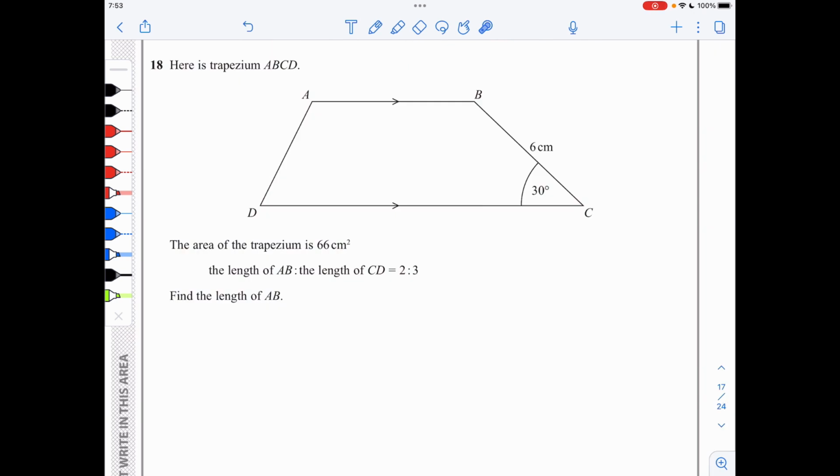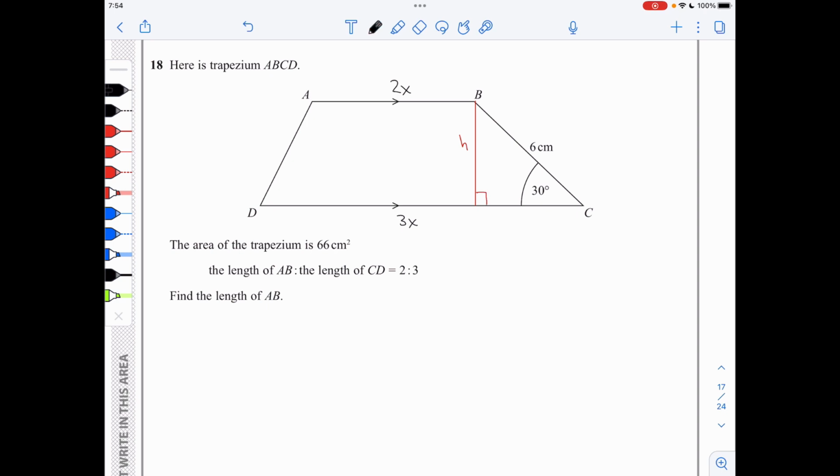In 18, we're given a trapezium ABCD. We are told that the area is 66 square centimeters, and we need to find the length of AB, given that additionally AB to CD is 2 to 3. So I will start by saying if AB is 2x, then DC is 3x. We know that the formula for the area of a trapezium involves the perpendicular height, so this distance here is the height h, so I will start by finding h.